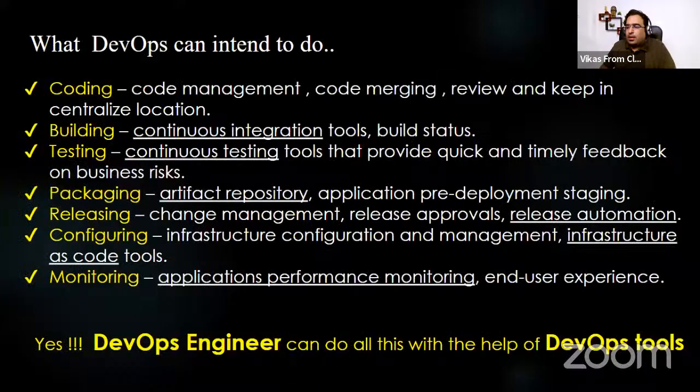We have discussed the solutions provided by DevOps in the last class. Okay. As I told, yes, DevOps engineers are involved in the coding part, building, testing, packaging, releasing, configuring, monitoring. Yes, a DevOps engineer has to be involved in all these places with the help of tools. So what I would like to say is that as a DevOps engineer, we have to be an expert, and for every activity, we have to use some tool so that we can achieve it. Make sense? Yes or no?